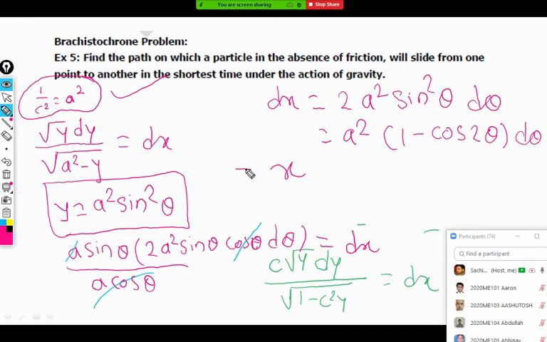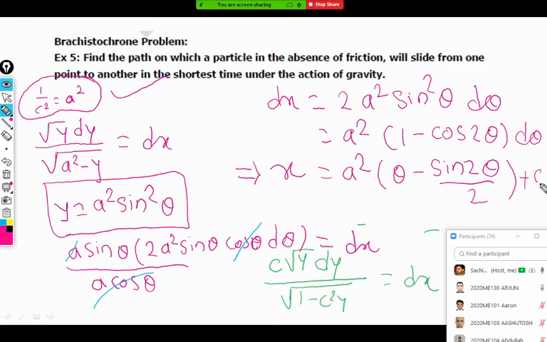Integrating, x equal to, now the integral of dx is x, a square as it is, the integration of 1 with respect to theta is theta, the integration of cos 2 theta is sine 2 theta upon 2, with a minus sign, plus c. Okay, so the c is coming 0 there. Some terms, I think, are already there. So just check the constant, are they correct?